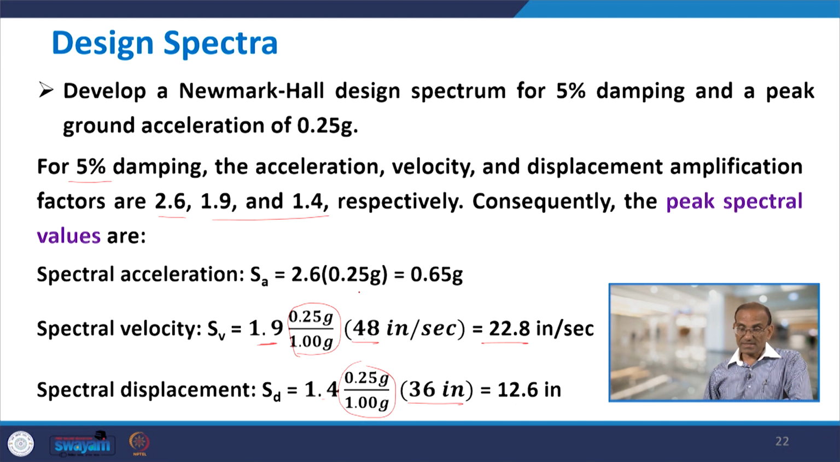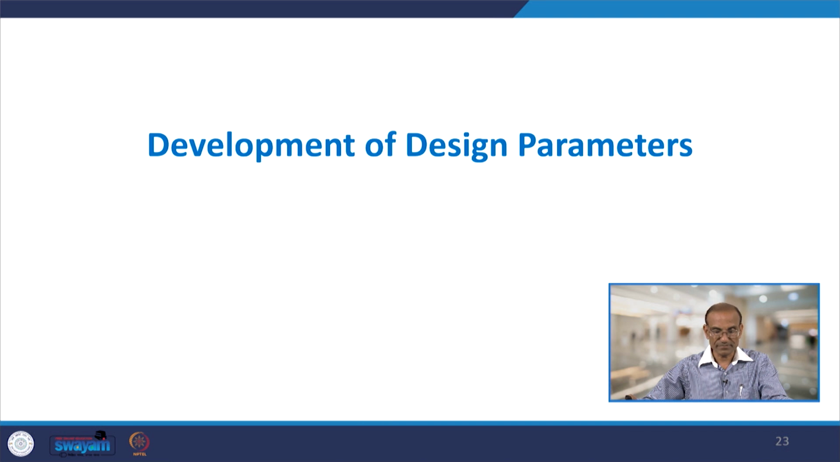For acceleration, you directly multiply by the factor, because for 0.25 g you have 2.6. So, 0.25 g multiplied by 2.6 gives you 0.65 g. So, these are the values of spectral acceleration, spectral velocity and spectral displacement using the Newmark-Hall design spectrum, and these values are for 5% damping.